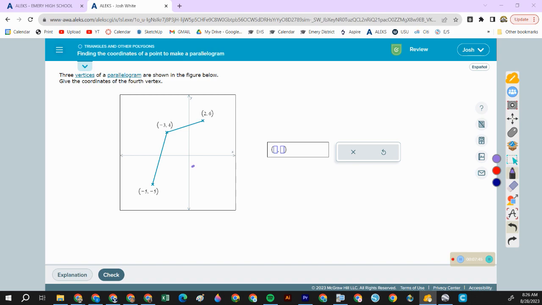So we could try flipping that. So -3, 4, if we flipped it to 3, -4. So 1, 2, 3, 1, 2, 3, 4. Doesn't quite look like it. Right? That's not quite a parallelogram. Okay, that didn't work. What else could we try?